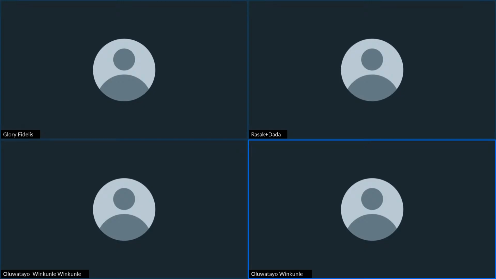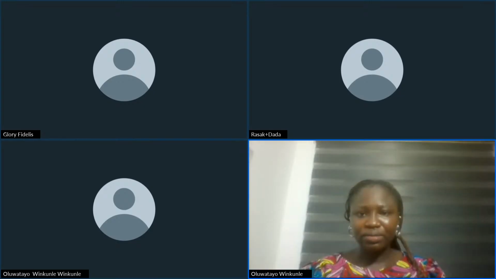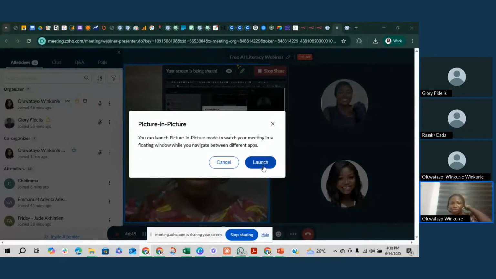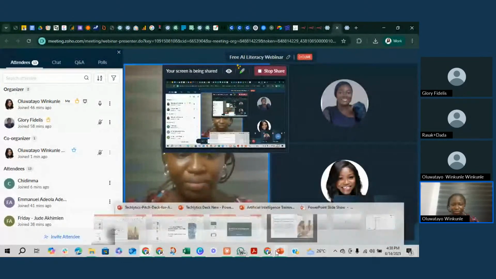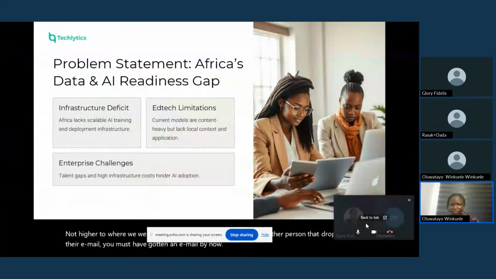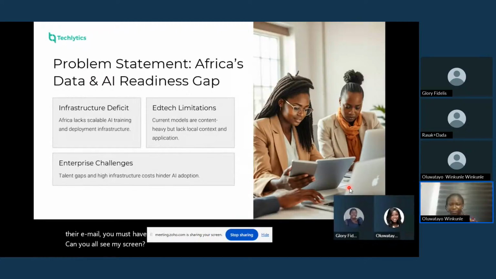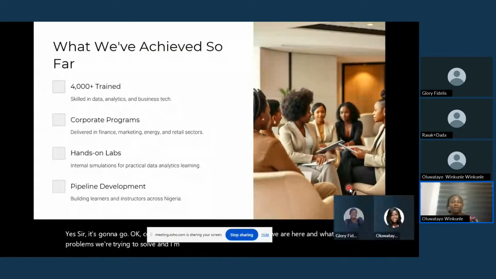Okay, let's go a notch higher to where we were before. By the way, Razak and the other person that dropped their email, you must have gotten an email by now. Can you all see my screen? Yes, your screen is up. Okay, cool. So I was trying to explain why we are here and what problems we're trying to solve, and I'm just going to quickly jump because our time is fast spent.